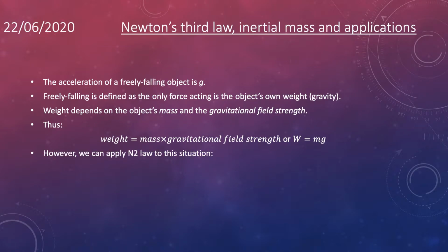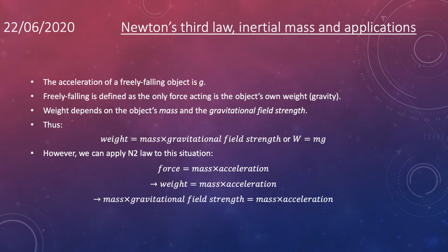We could apply Newton's second law to that situation. Force is mass times acceleration. The force in that scenario is weight. So we're saying that weight is equal to mass times acceleration. Force is equal to mass times acceleration. So mass times gravitational field strength is equal to mass times acceleration. Well, there's mass on both sides. If we divide by mass on both sides, it will cancel out, leaving us with gravitational field strength is equal to acceleration. We write that simply, g equals a.